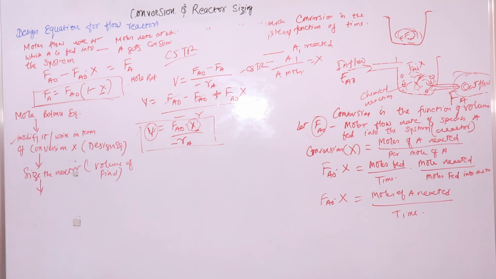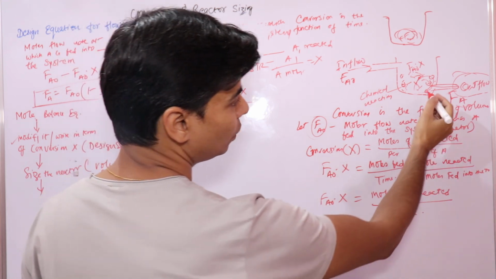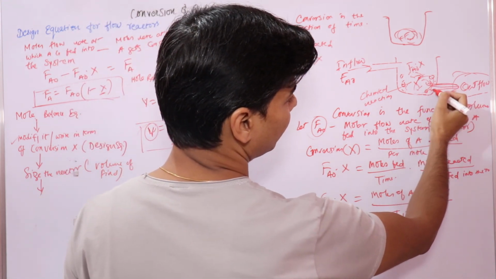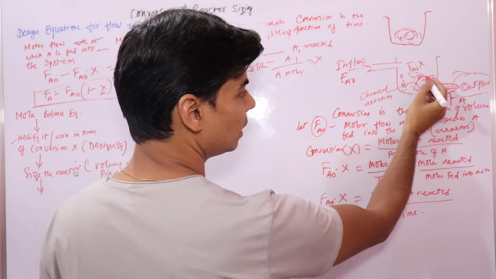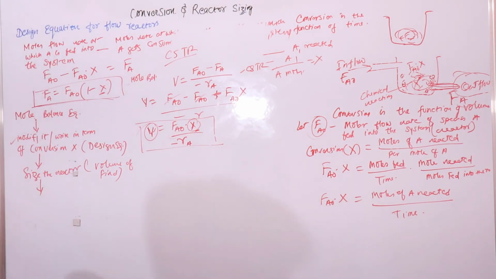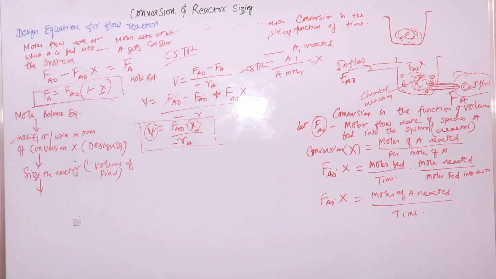Just as I said earlier, the reactor is perfectly mixed because of efficient stirring. So the exit solution would have the same concentration as inside, because it is perfectly mixed. I hope this is clear. This is for CSTR.